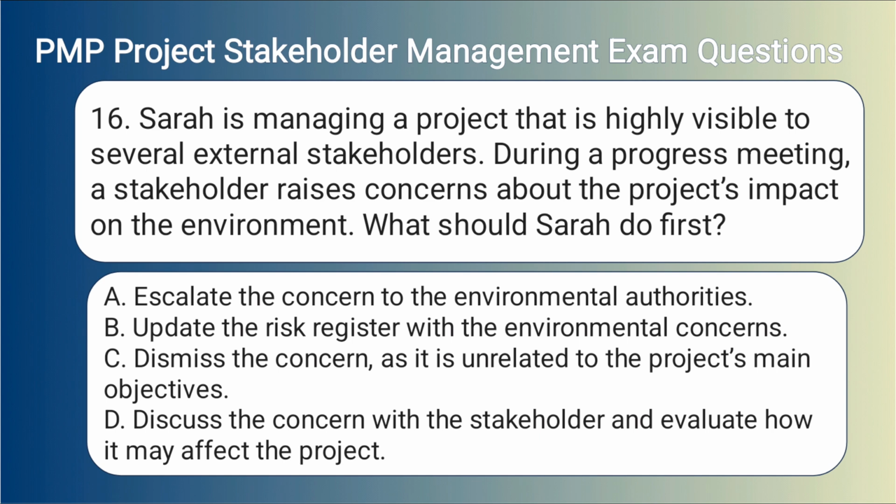16. Sarah is managing a project that is highly visible to several external stakeholders. During a progress meeting, a stakeholder raises concerns about the project's impact on the environment. What should Sarah do first? A. Escalate the concern to the environmental authorities. B. Update the risk register with the environmental concerns. C. Dismiss the concern, as it is unrelated to the project's main objectives. D. Discuss the concern with the stakeholder and evaluate how it may affect the project.